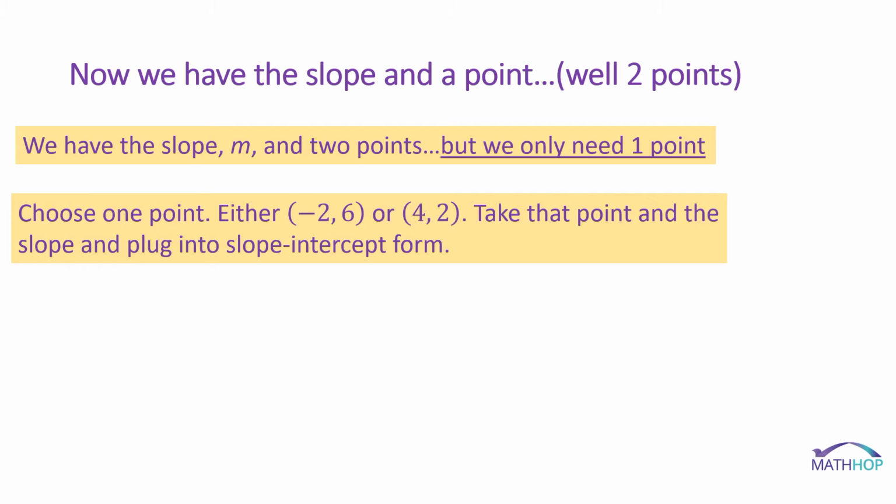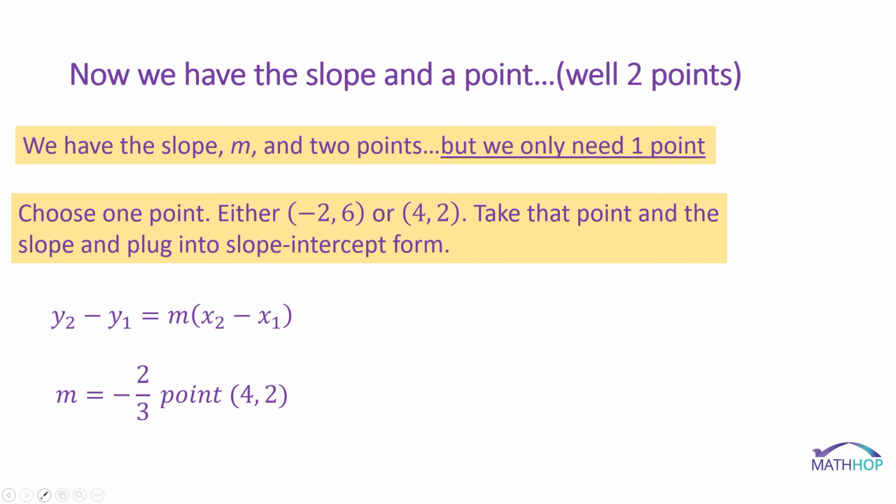So what are you going to do? You are going to choose 1 point, either negative 2,6 or 4,2. It is your choice. You are going to take that point and you're going to take the slope and plug it into point slope form. What is point slope form? That was like 2 screens ago. I don't even remember. Okay, it's y2 minus y1 equals the slope times the quantity x2 minus x1. All right, what am I plugging in again? I'm plugging in m, and I'm plugging in 4, 2. 4 is going to be x1, 2 is going to be y1.